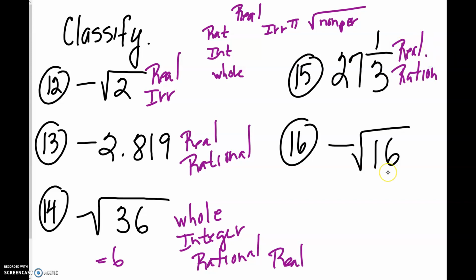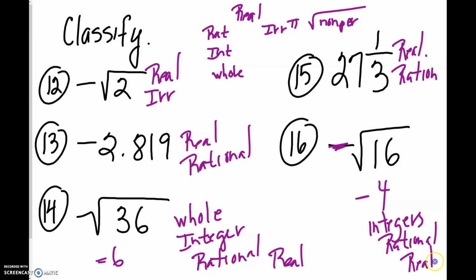All right, square root of 16. That's one of those perfect squares. So the square root of 16 is 4, and then we have this negative in front of it, so it's a -4. Well, -4 is not a whole number. That's, remember, 0, 1, 2, 3. But then when we add those negatives, that's where we get those integers. So this is going to be integers, and it is rational, and all numbers are real.